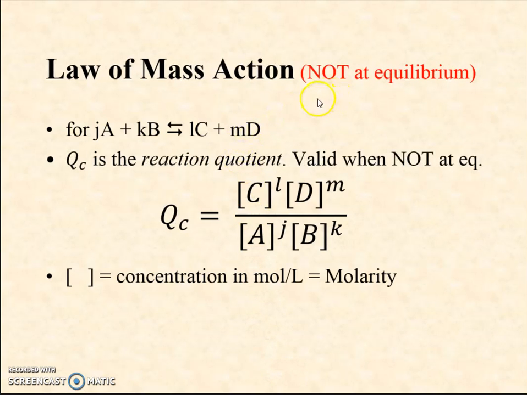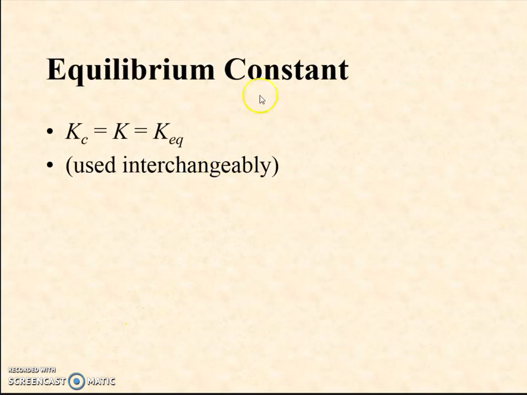When a system is not at equilibrium, we do the exact same mathematical process to help determine what the system's likely next move is going to be. We call that, though, the reaction quotient Q sub C. And again, that C is in terms of concentrations. Sometimes we'll see it K sub C, K, and sometimes Keq. These are all used interchangeably. Kc is the most descriptive of the three.